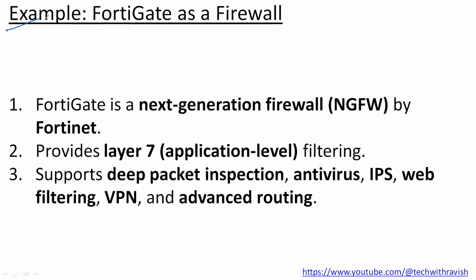For example, a FortiGate firewall is a next generation firewall by Fortinet. It provides layer 7 security. Actually, it provides security from the application layer. It supports deep packet inspection, antivirus, IPS, web filtering, VPN, and advanced routing. All of these features are supported by this FortiGate firewall. Even these features are supported by other firewalls also, like Palo Alto and Firepower. All of these, like Check Point, also have the same features.